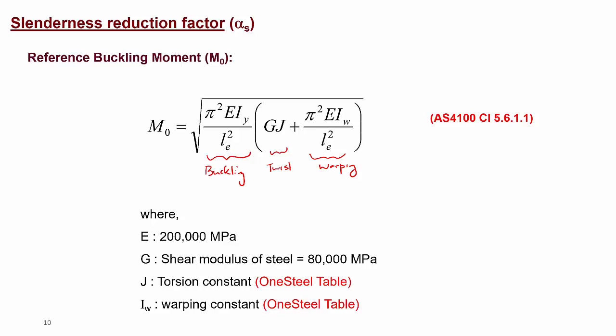So the reference moment takes all these phenomena into account in this equation. There is buckling included, there is twisting, and there is warping of the section as well. All of the properties mentioned here are for the particular section, and we can find them from the design properties in the OneSteel table or the manufacturer's table. Here E is the Young's modulus of steel, which we know is 200,000 megapascals. G is the shear modulus of steel, which is 80,000 megapascals, and J is the torsion constant, which is given in the OneSteel table. Iw is the warping constant, which is also given for the section in the OneSteel table. What else? Iy is the moment of inertia about the minor axis, because it is buckling about the y-axis now, so it is also given in the OneSteel table. Here I missed writing Iy.